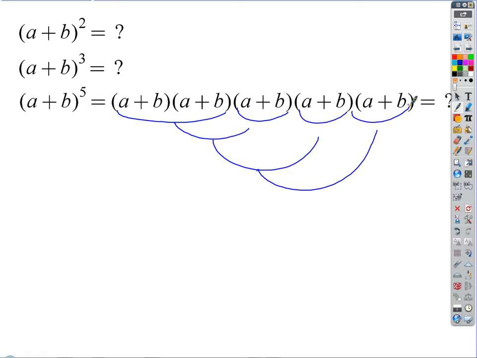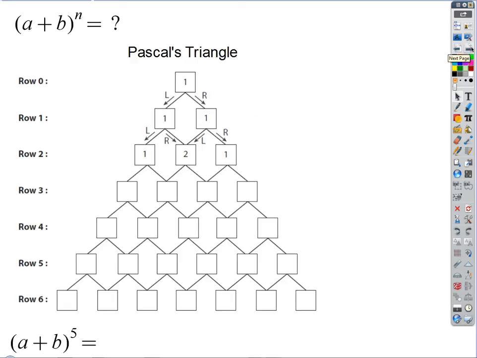Is there a shortcut? There is. Fortunately, there's a really good shortcut. There's a theorem that we're not going to cover. It's called the binomial theorem. If we have some time at the end, I'll come back and talk about it because it relates to some probability stuff, but at the end of the year. But for now, we're not going to touch that.